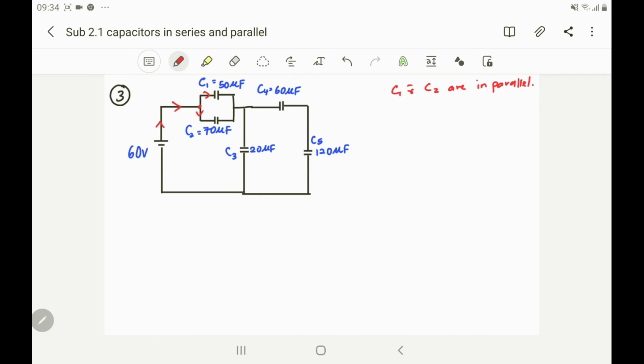How about this one? After the junction, you can see here that the current that flows through C4 and C5 is the same current. Is there a junction here? No, there is no junction. So the current does not split into two paths. So C4 and C5 are in series.